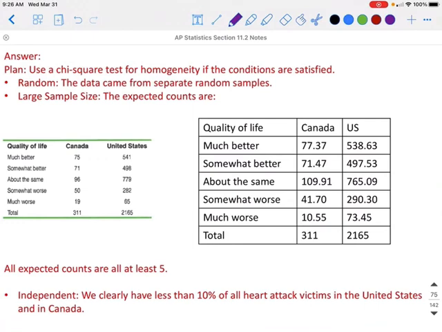Again, you can do this on the calculator. You can do the chi-square test. We can get our expected counts from the matrix B at that point. And we can see that all our expected counts are at least 5. So our large sample size has been met. Next, we need to check independence. We clearly have less than 10% of all heart attack victims in the United States and in Canada, so the independence condition has also been met.